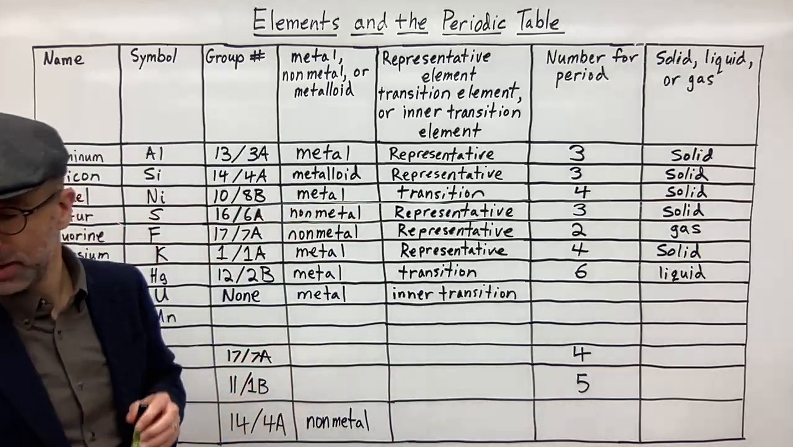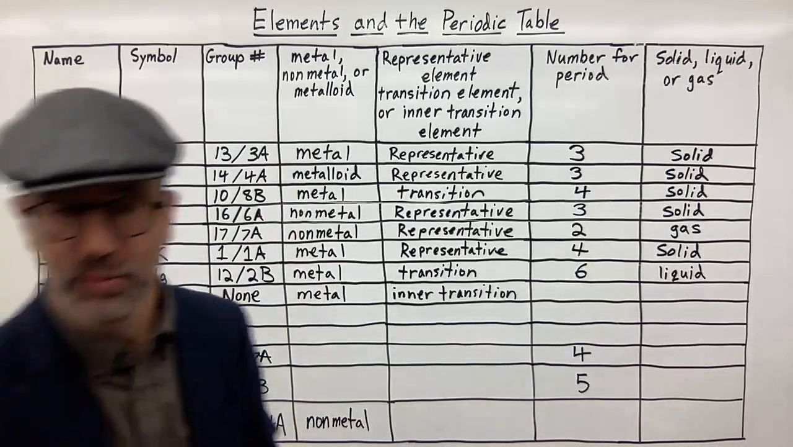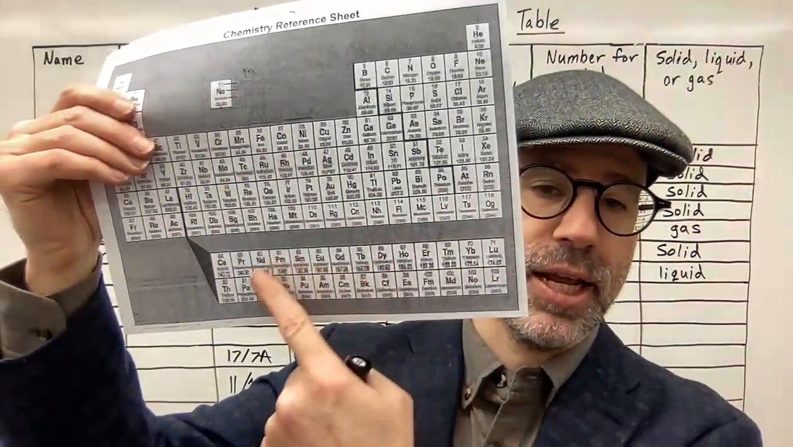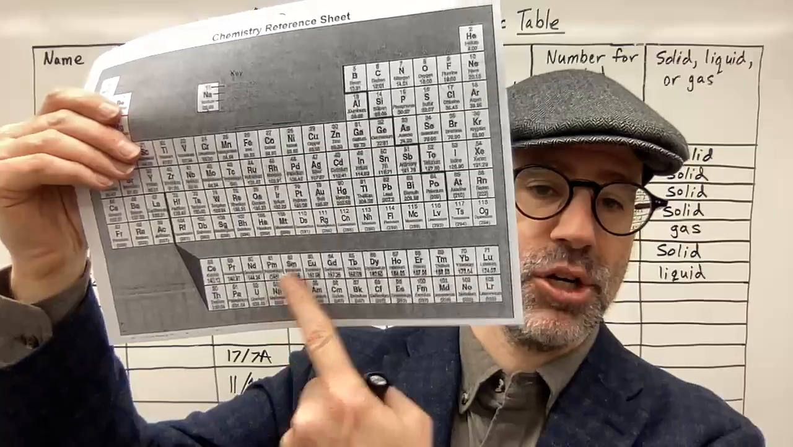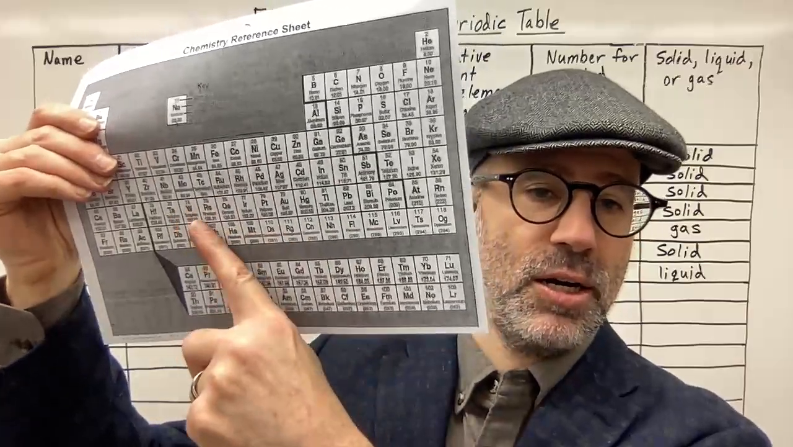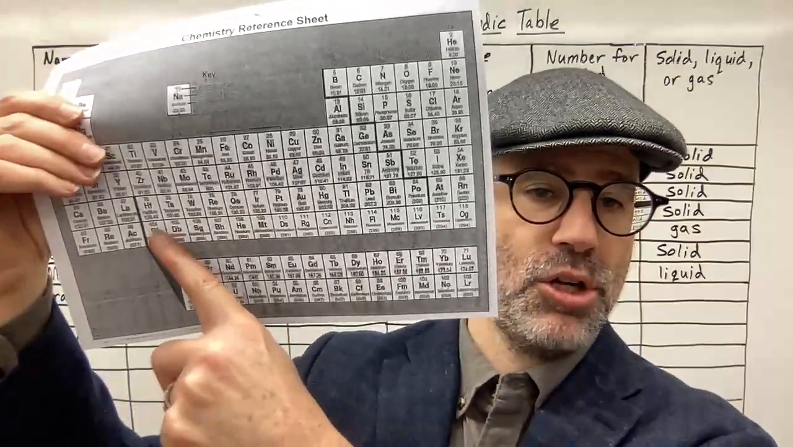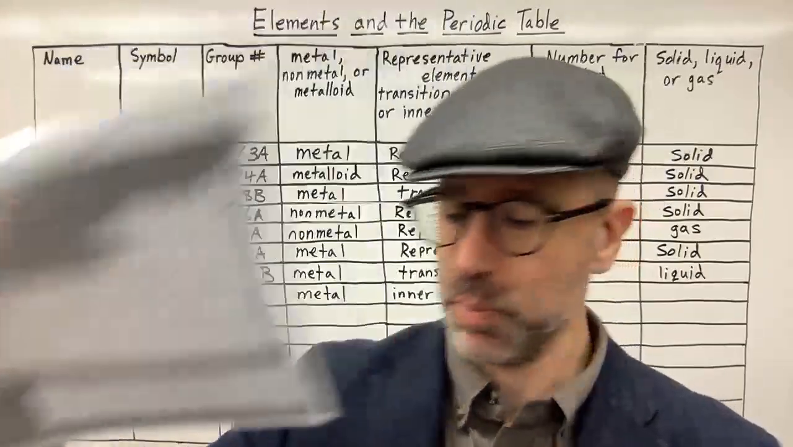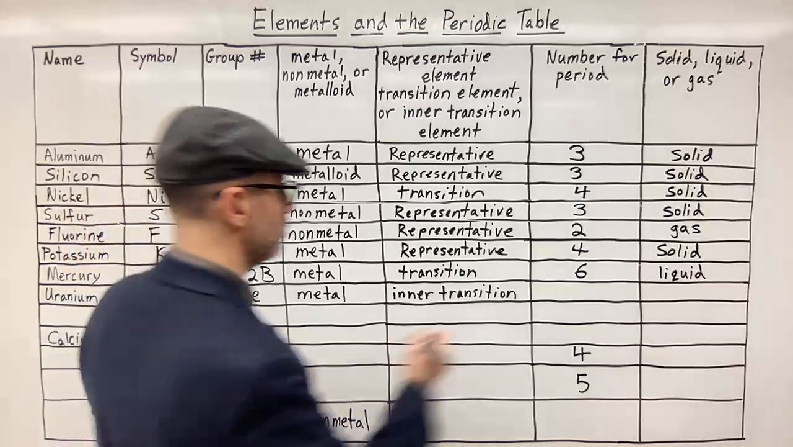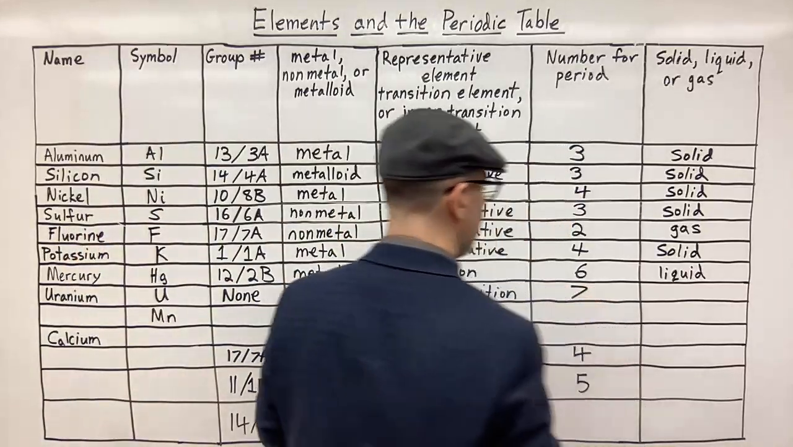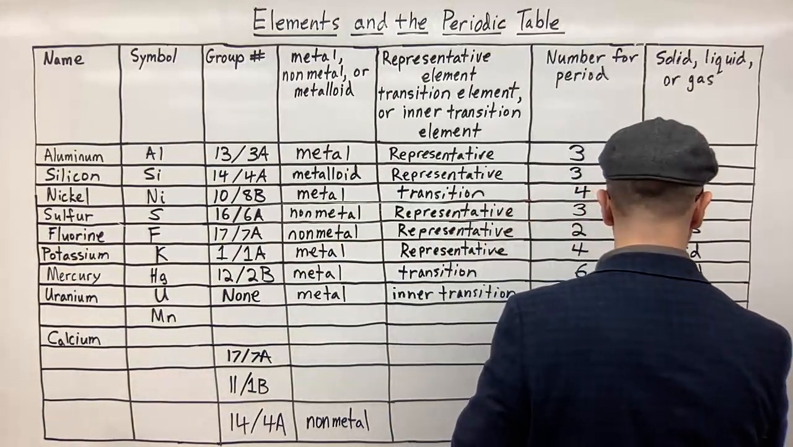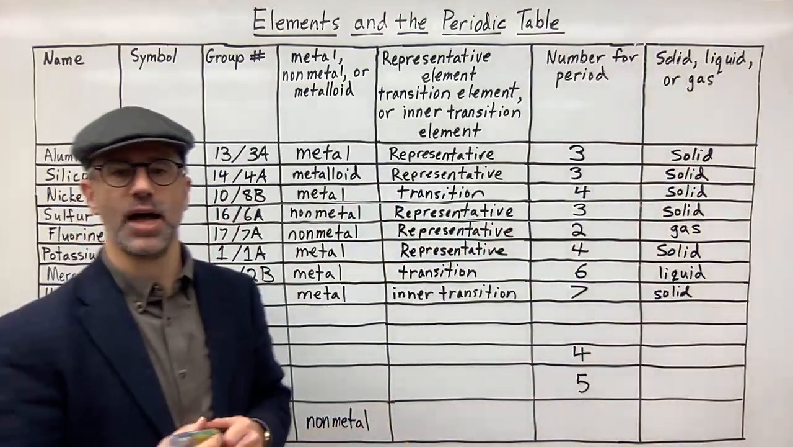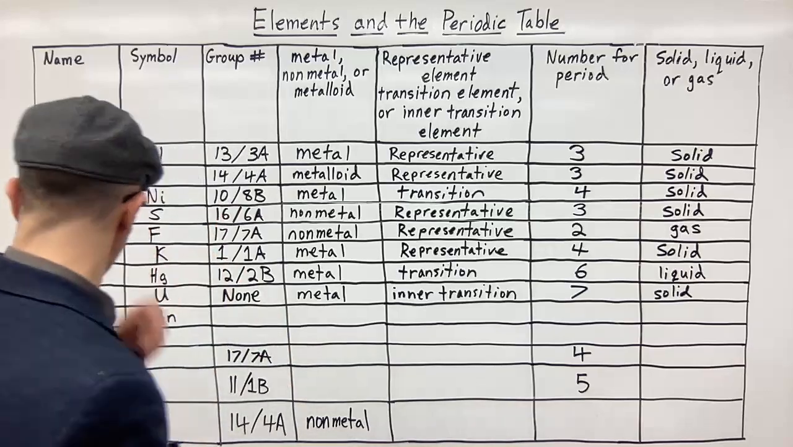And uranium, remember they get inserted here. So uranium's right here. So these two get inserted here. So you'll see that this is in period 7. So uranium is in period 7. And it's going to be a solid. Metals are solid.